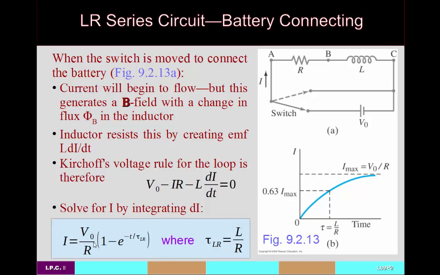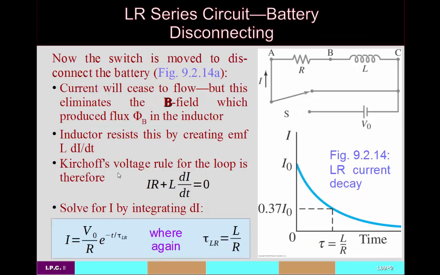So after a very, very long amount of time, say t approaches infinity, for example, you'd have 1 minus e to the negative infinity over some finite number. E to the negative infinity is effectively 0. So you'd end up, after a very long time, having I equals V naught over R, which is what you would have had without the inductor. So that's what happens when you have the LR series circuit and you first connect a battery.